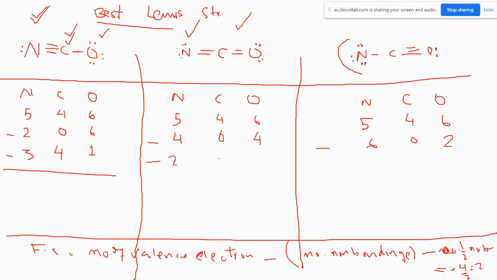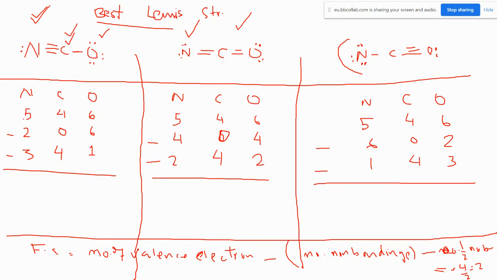How many bonds for carbon here? 4. This is 0 actually. Okay. And how many bonds for oxygen here? 2. Okay, let me finish this. Here we have 1. Here we have 4. Here we have 3.